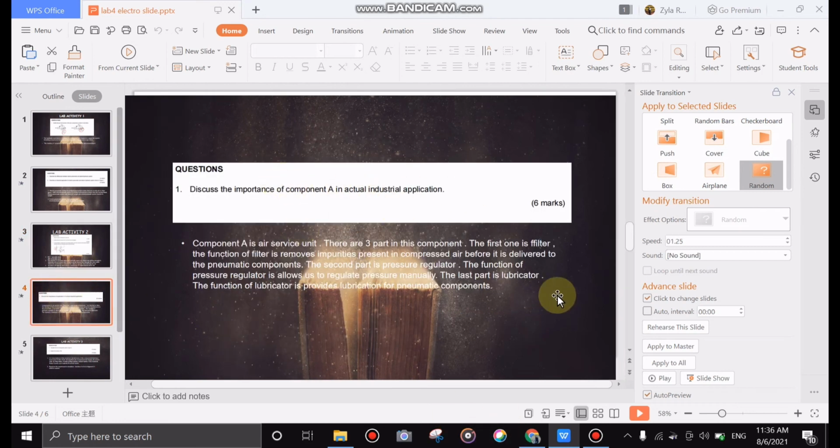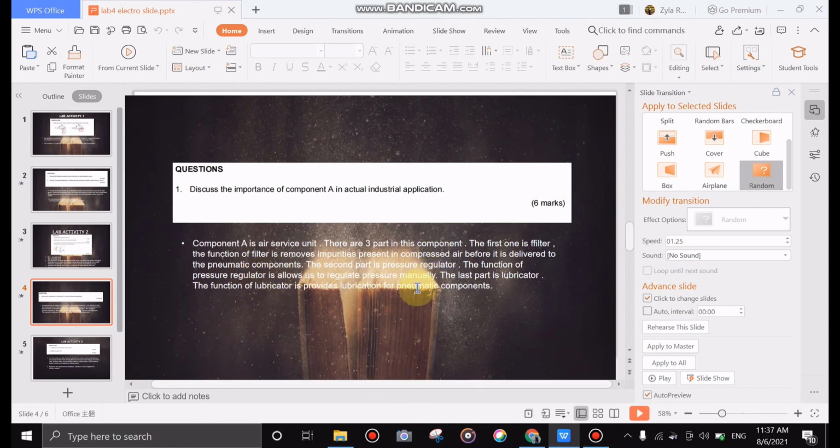Okay, so for the question, discuss the importance of component A in actual industrial application. Component A is actually a service unit. In a service unit, there are 3 parts in this component. The first one is the filter. The function of the filter is to remove impurities present in compressed air before it is delivered to pneumatic components.